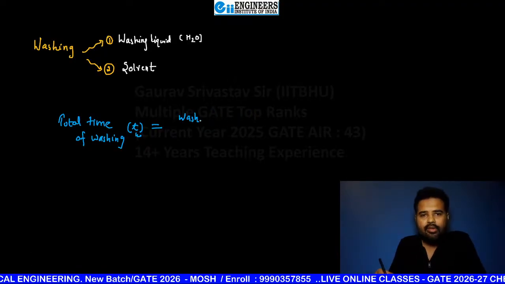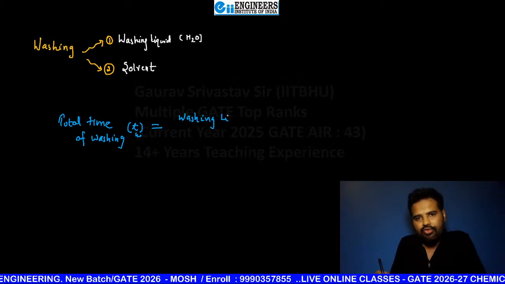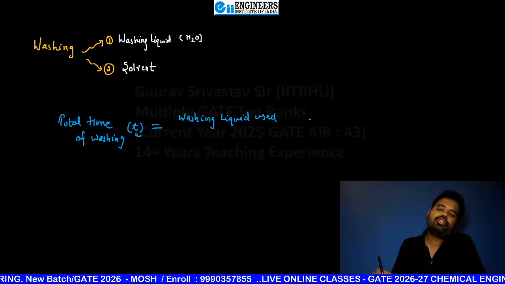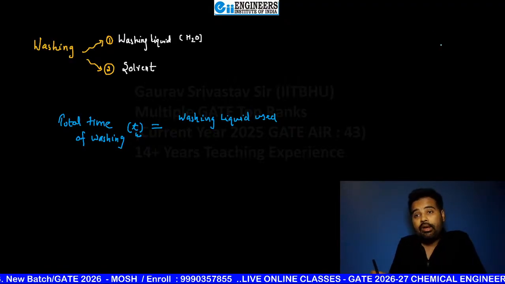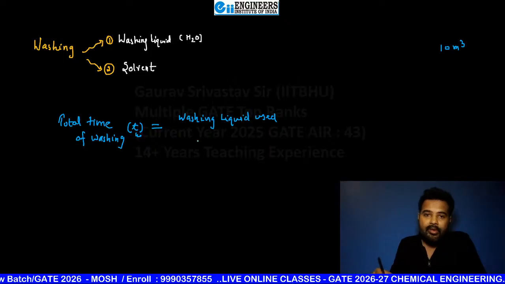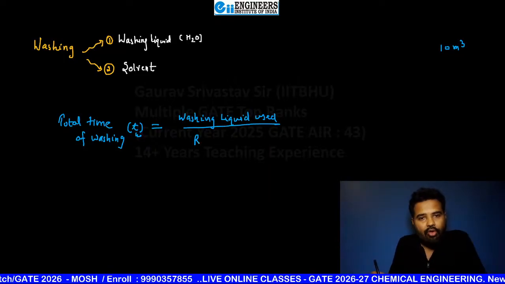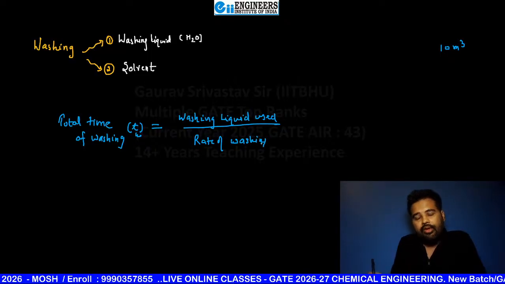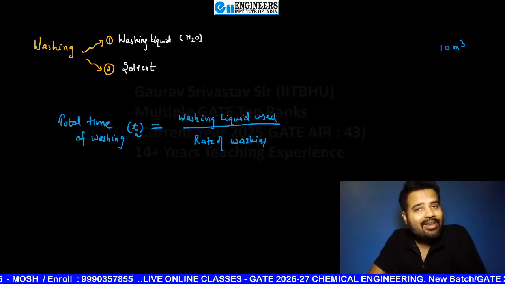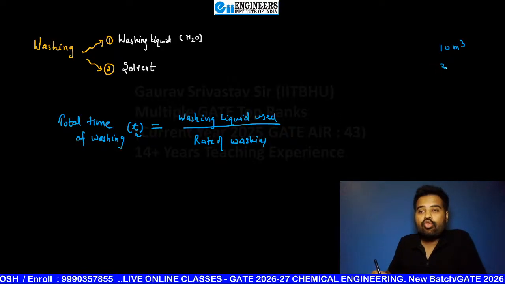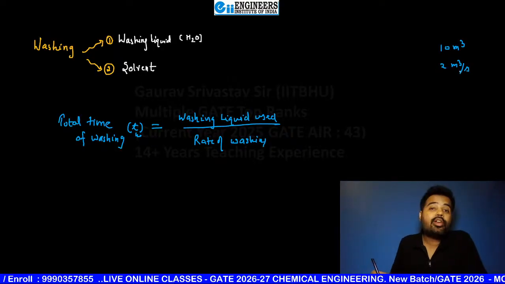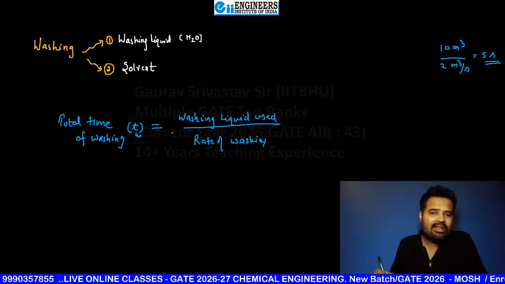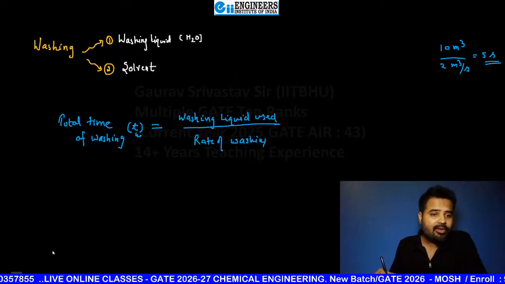So it will be easier to understand. How much washing liquid is used? Suppose the washing liquid used is 10 meter cube here. Upon rate of washing, that means at which flow rate you are going to feed that washing liquid. Suppose I am telling 2 meter cube per second. This is the rate of washing. So see here beta, how much time it will take? 5 seconds. So it is very easy to write this equation.